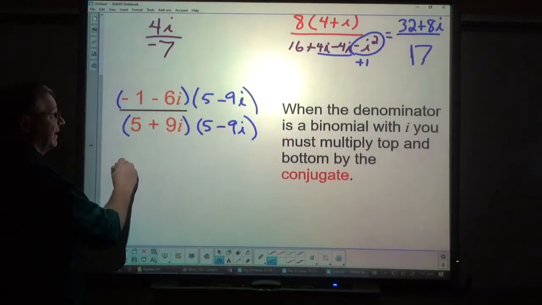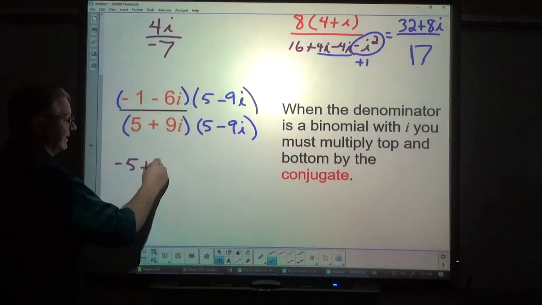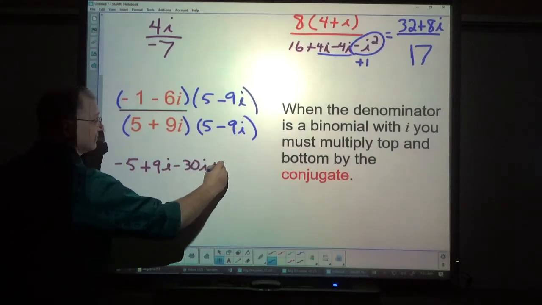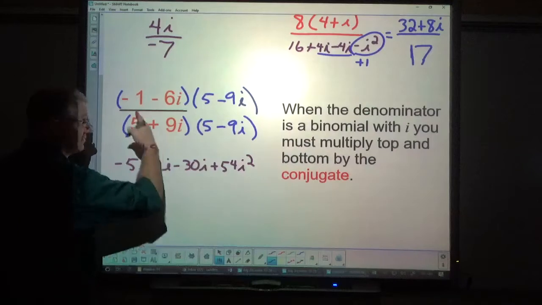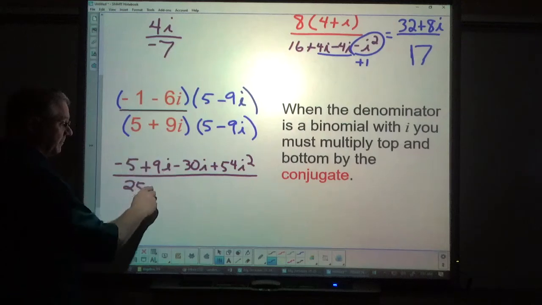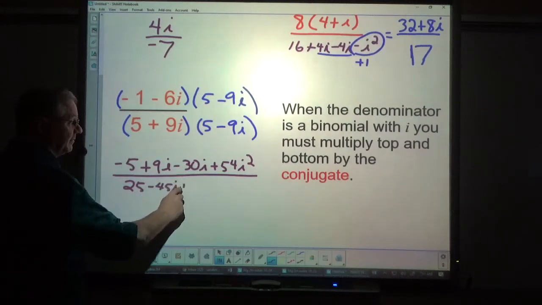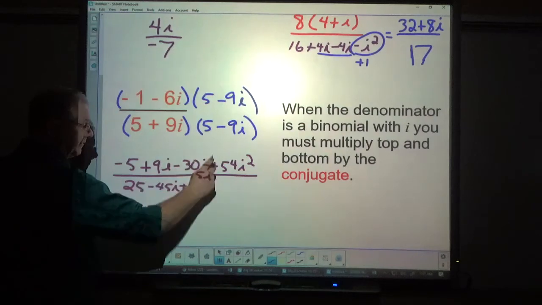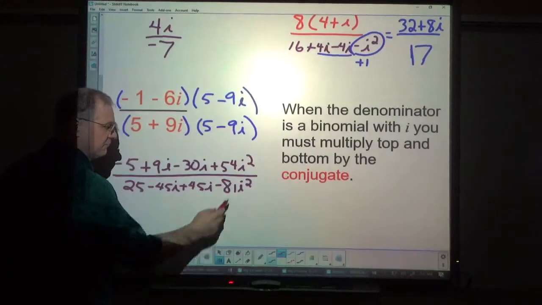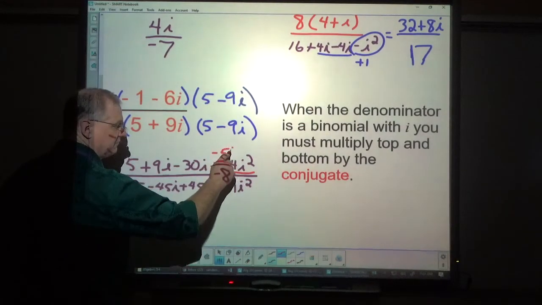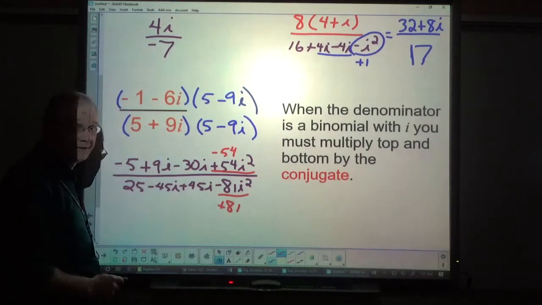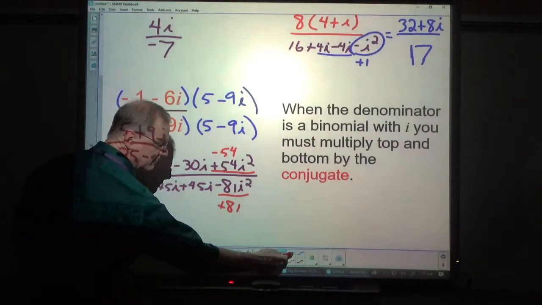So on top, negative 5 plus 9i minus 30i plus 54i squared. That's the top. The bottom, 5 times 5, 25 minus 45i plus 45i minus 81i squared. Just like before, this is going to become negative 54 without the i, and this is going to be positive 81 without the i. Now I'm going to go ahead and combine some like terms here.